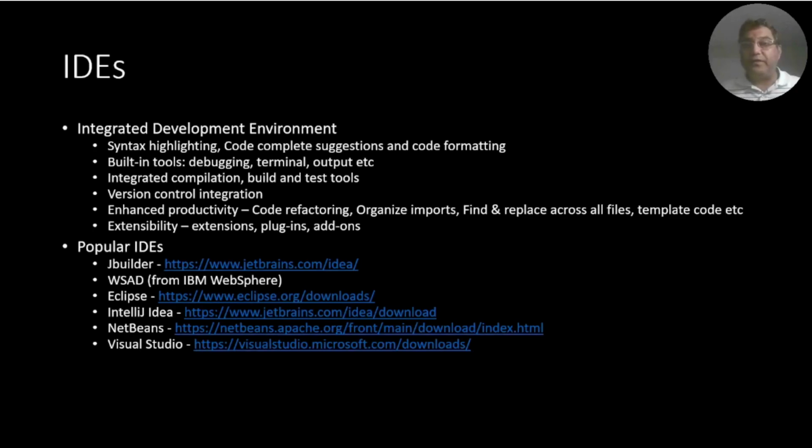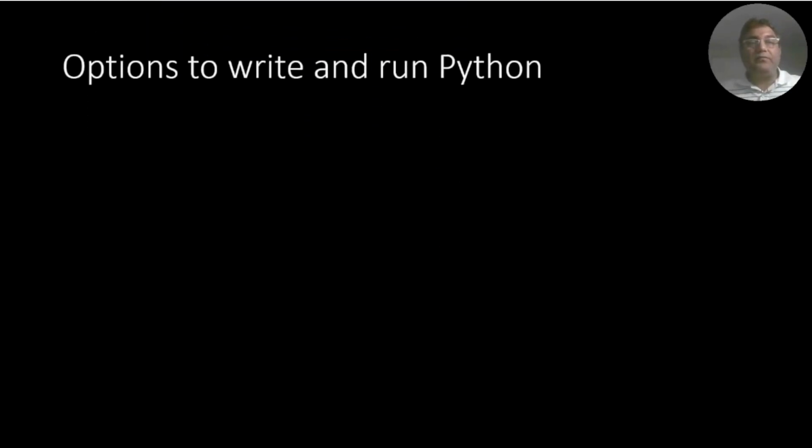Visual Studio is from Microsoft. For VC++ coding we used to use Visual Studio widely, and .NET developers also use it. Visual Studio Code is also there. This is another popular IDE where you can code in multiple programming languages, not just Python, not just Java, not just C. It supports multiple programming languages. This is one of the popular ones, and probably my favorite IDE is Visual Studio Code. So these are all the popular IDEs that are available.